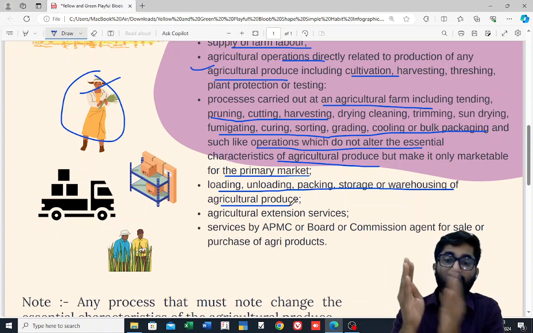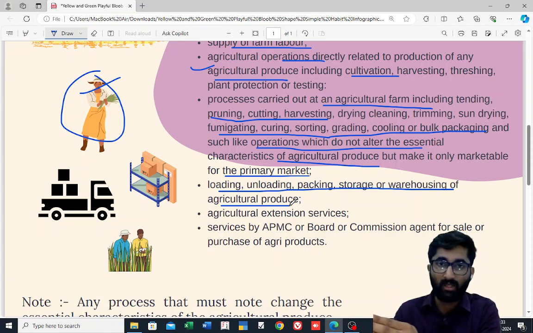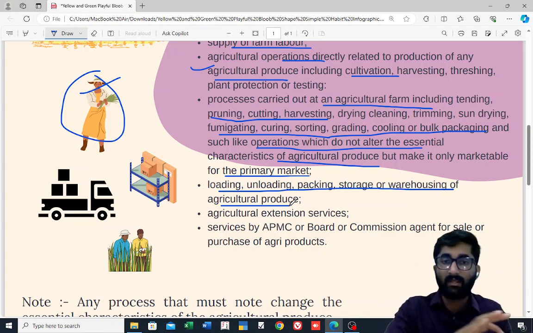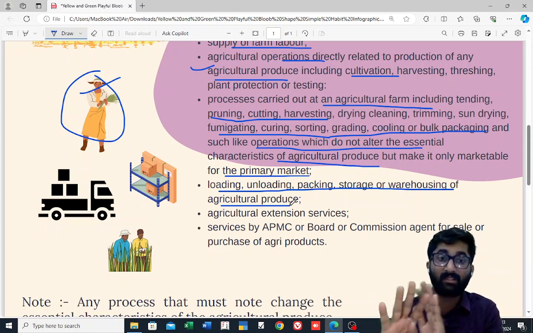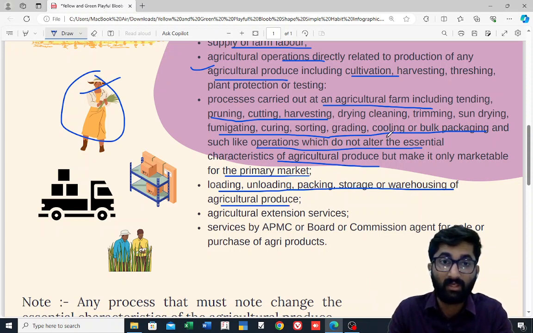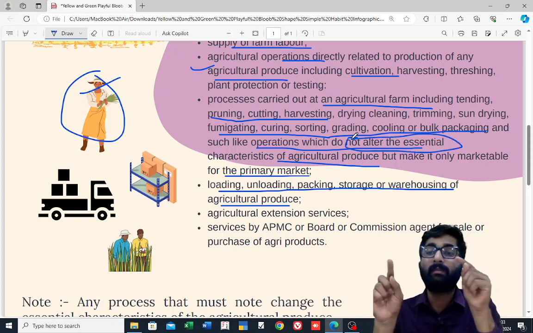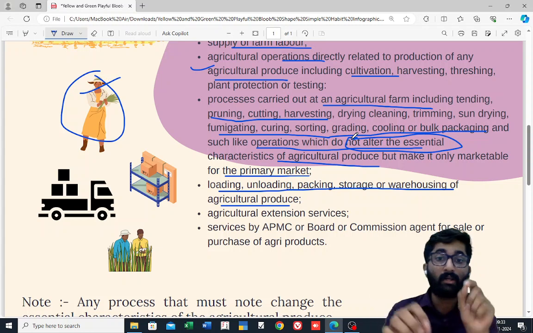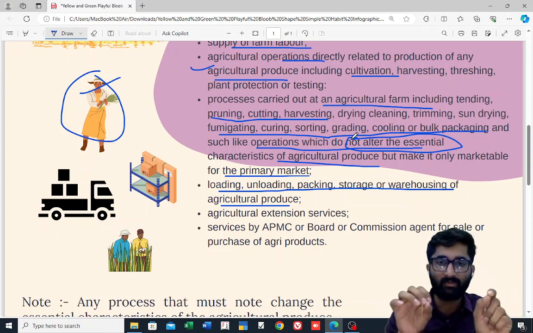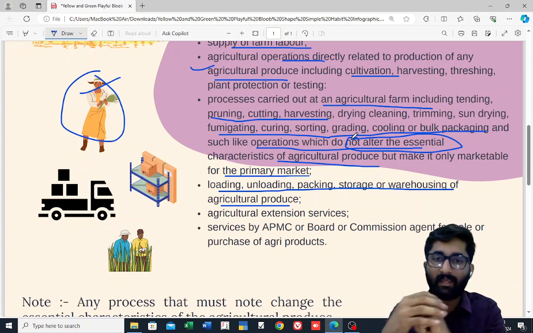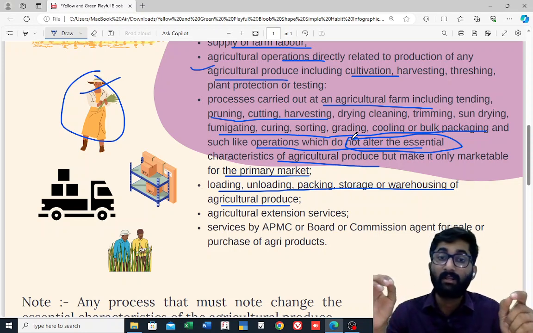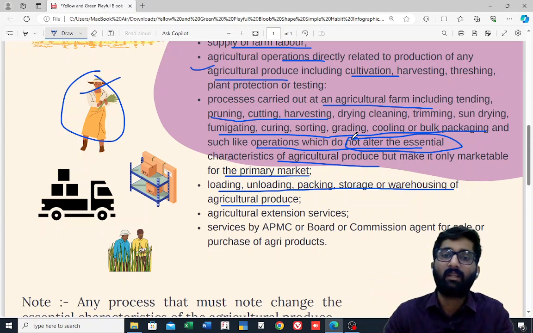Correct? No. Now the vegetables, that is agricultural produce, but vegetable items, cooked items, that is not agricultural produce. So the essential characteristics should not change. Correct? No. Here we should not alter the essential characteristics. Now coffee bean is agricultural produce, but coffee powder is not agricultural produce. Tea leaves are agricultural produce, but tea powder is not agricultural produce.